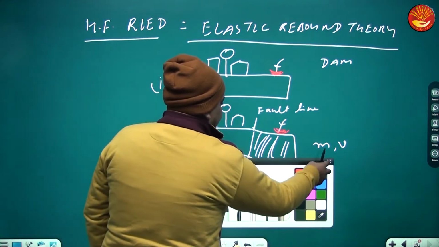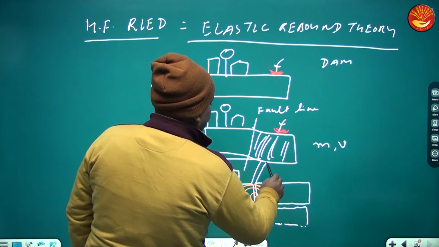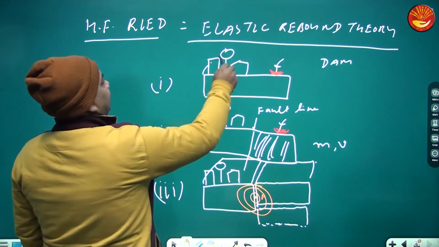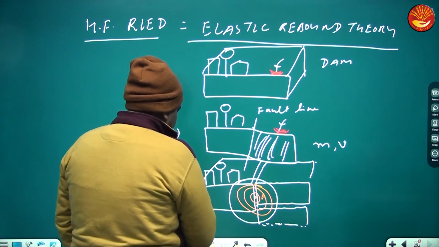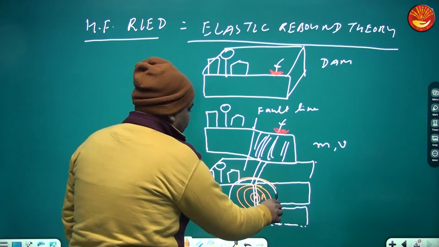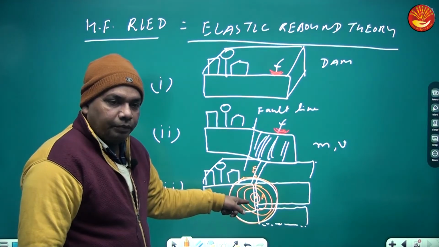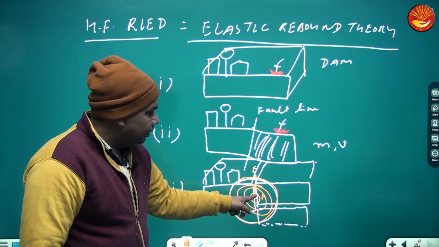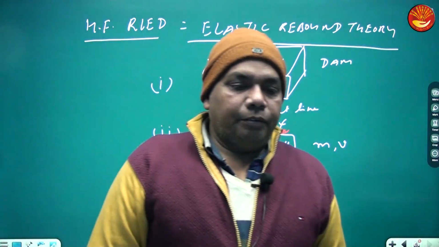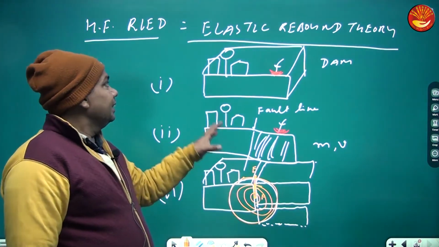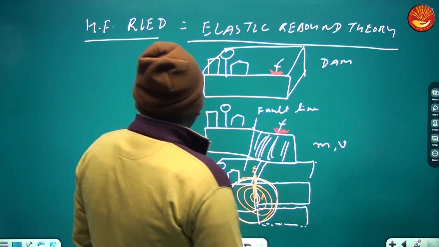Now, you can make this diagram in a three-dimensional manner also. So this is how an earthquake occurs. This part is the epicenter, and the point where the source of origin of an earthquake takes place is the focus. This is focus and this is epicenter, vertically lying above. So equal and opposite reaction, of course. This is how an earthquake occurs according to H.F. Reid, the elastic rebound theory of H.F. Reid.